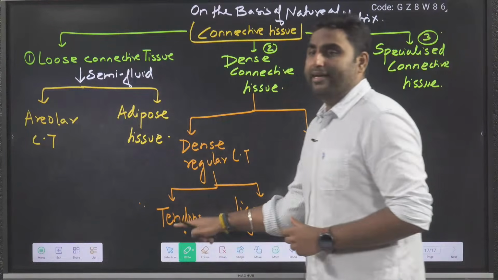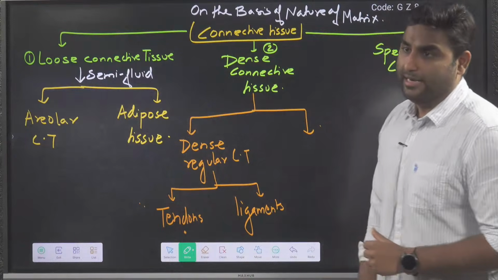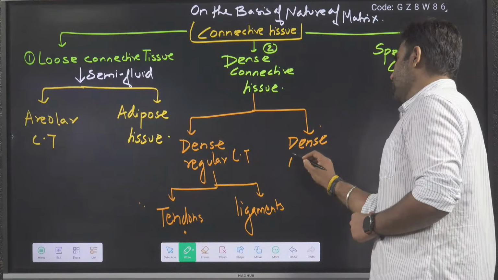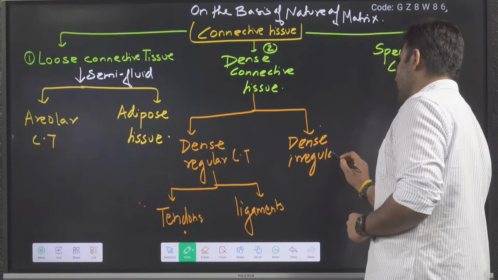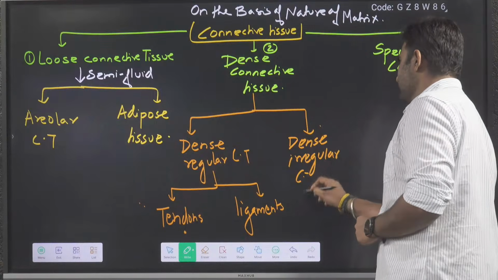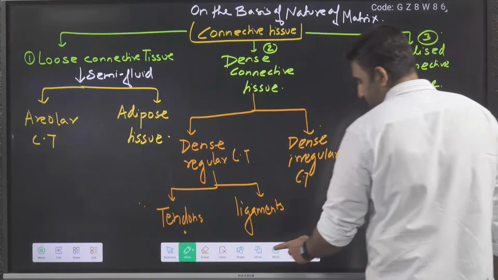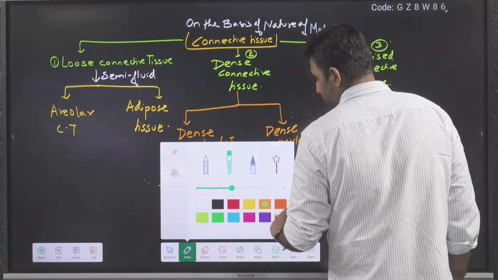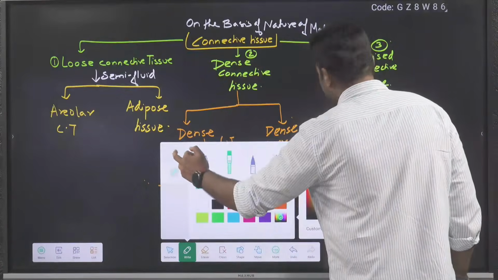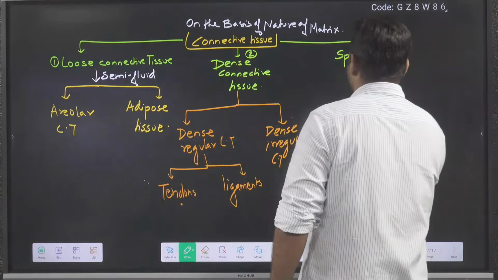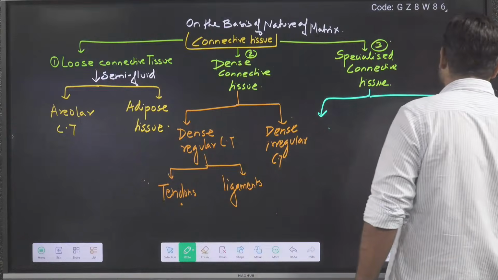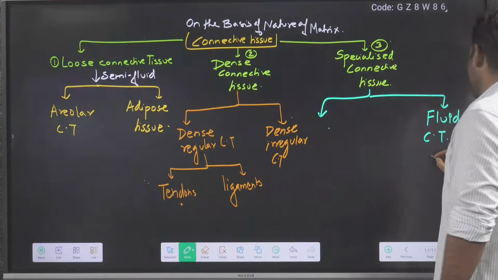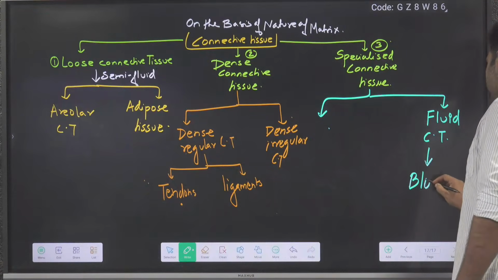Collagen fiber arrangement, tendon. Elastin fiber arrangement, ligaments. And then we have the dense irregular connective tissue below your skin. Yes. And then we have specialized. Let us talk about specialized. In specialized, I will write two types. One is fluid connective tissue. Which one is fluid? Fluid is your blood.